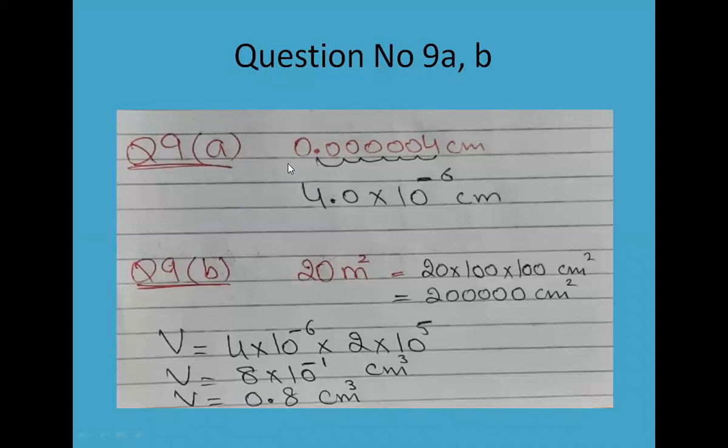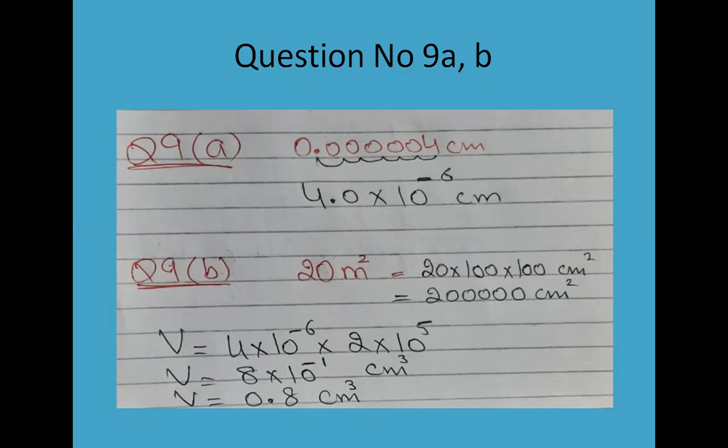From here, the decimal will move 1, 2, 3, 4, 5, 6 steps to the right. So I can write 4 expo minus 6 centimeters. This is how you write the standard form. The rule is that the number formed here should be more than 1 but less than 10. So that's the thickness of the oil in centimeters.